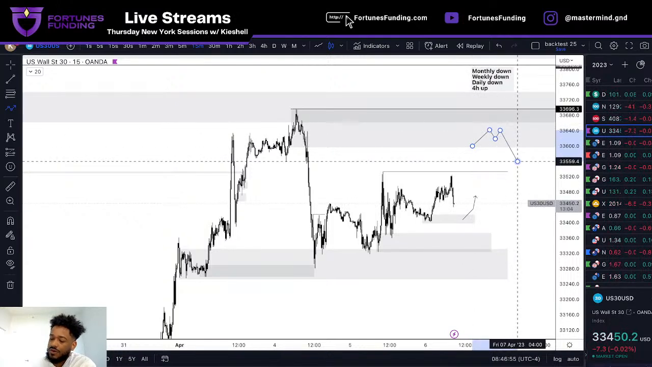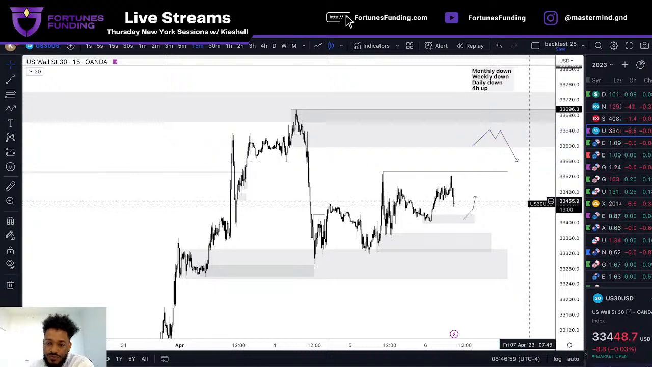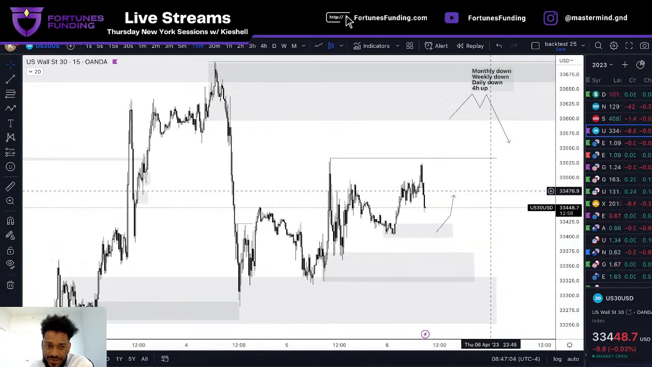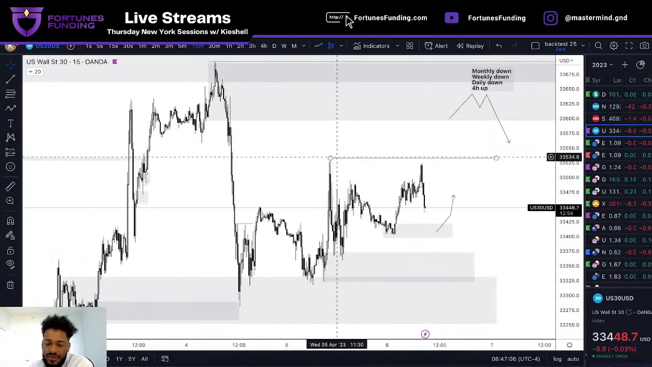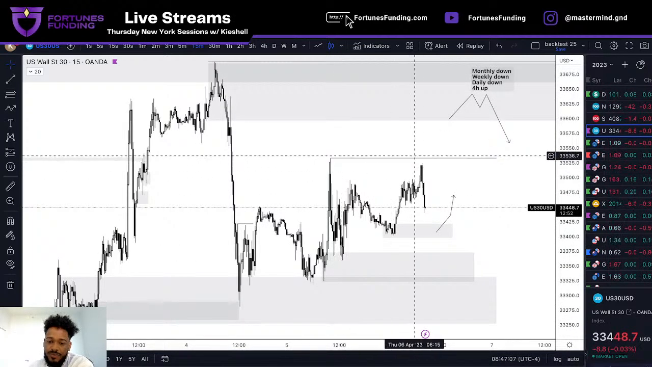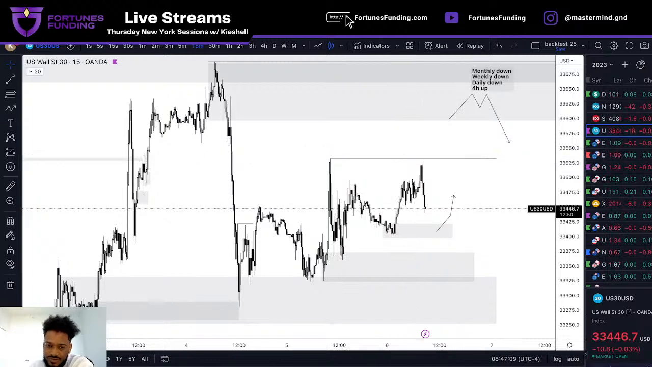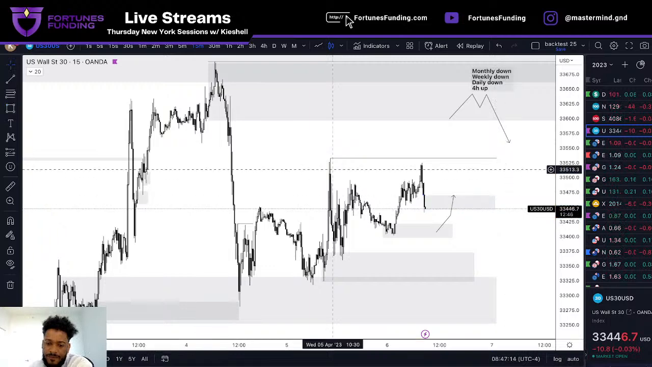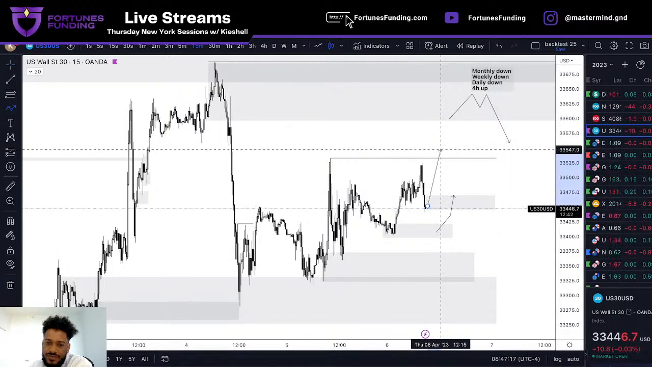With confirmation, of course. So for me, what I would do, I would wait for this high to be taken out, and then once this high is taken out, I'm going to look to enter on the demand zone responsible for taking out this high, right? So once this high is taken out, I'll look for the demand responsible for taking out this high.